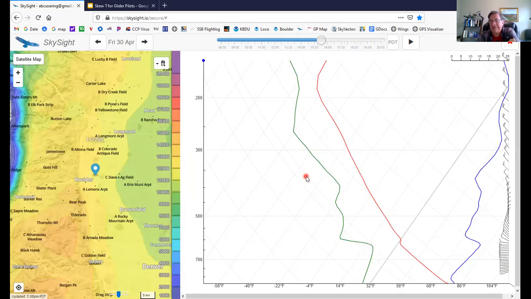So now we've got the temperature inversion again here, but probably still some lift. Maybe you could get up again to maybe 12,000-13,000. We get to 6 o'clock in the evening.